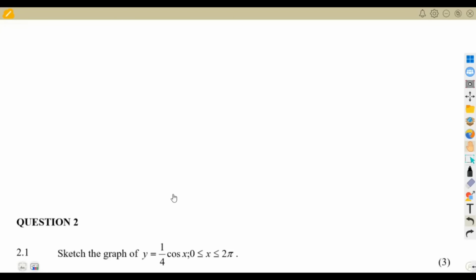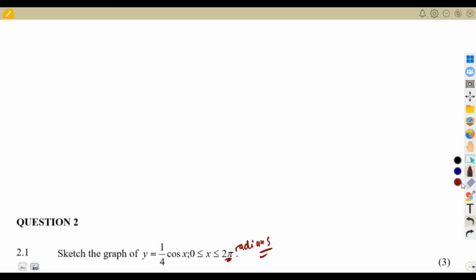So the first question that we are given is question 2.1, where we are asked to sketch the graph of y is equal to 1/4 cos x, whereby x is greater than or equal to 0, but less than or equal to 2 pi. So this is the interval that we are given that is affecting the values of x. And if you are given this pi, it means these values are considered in radians.